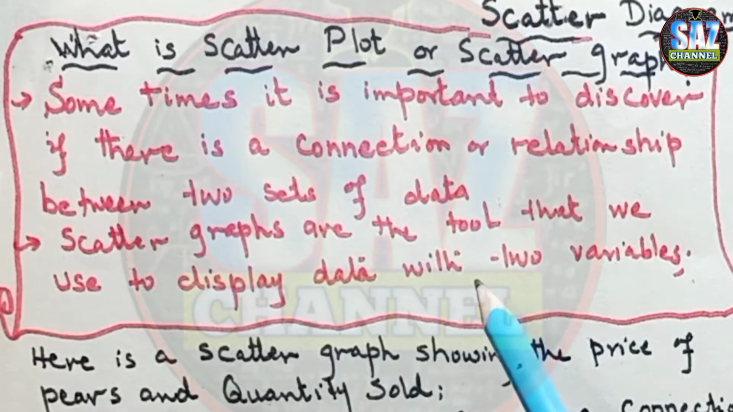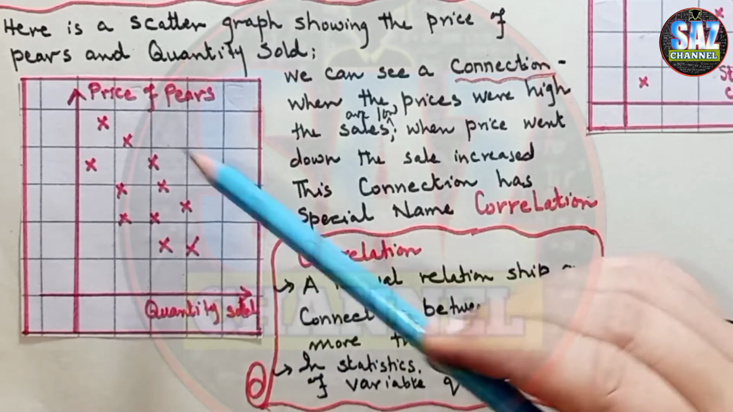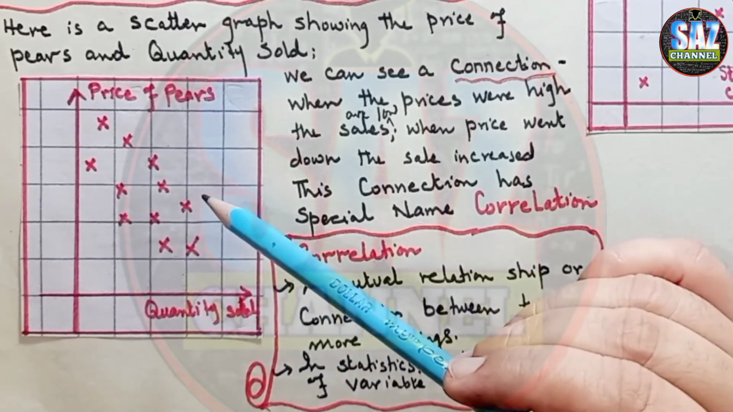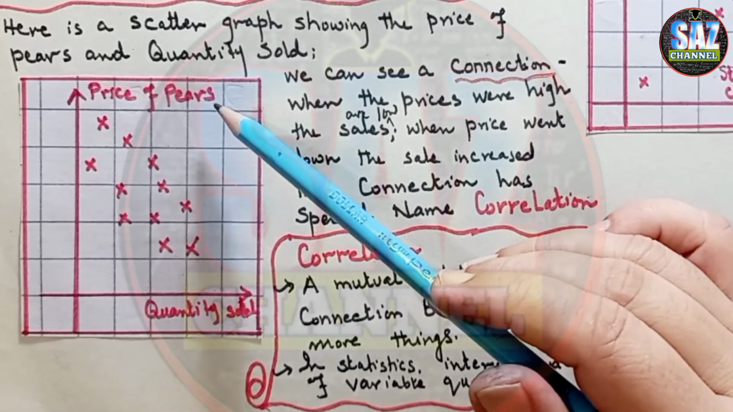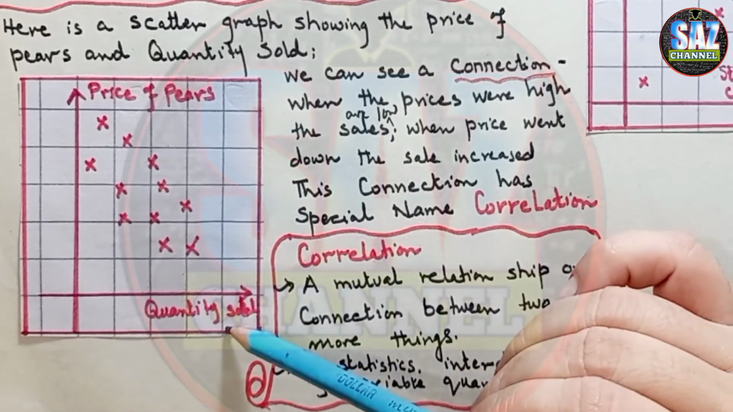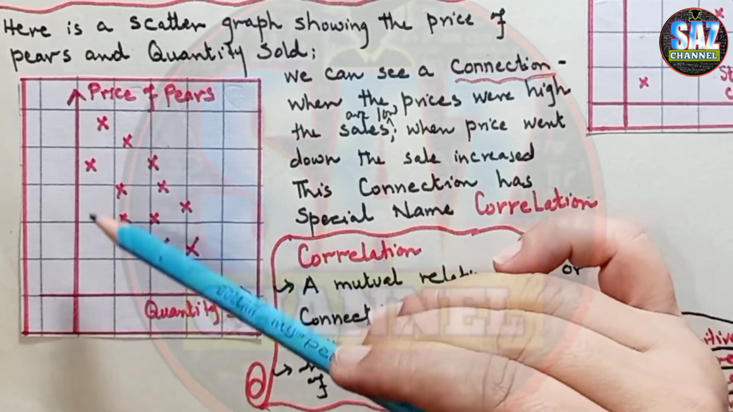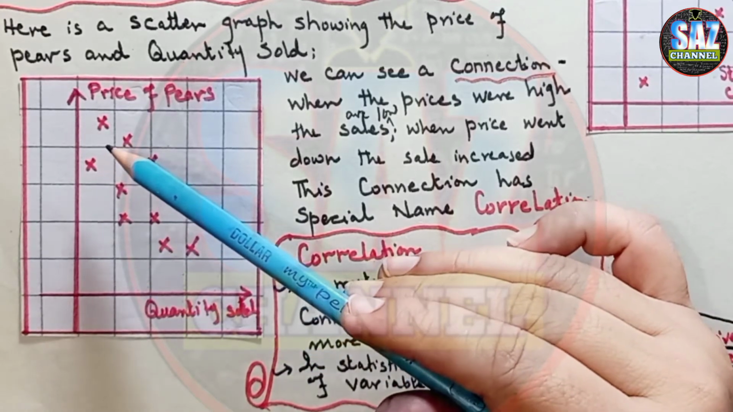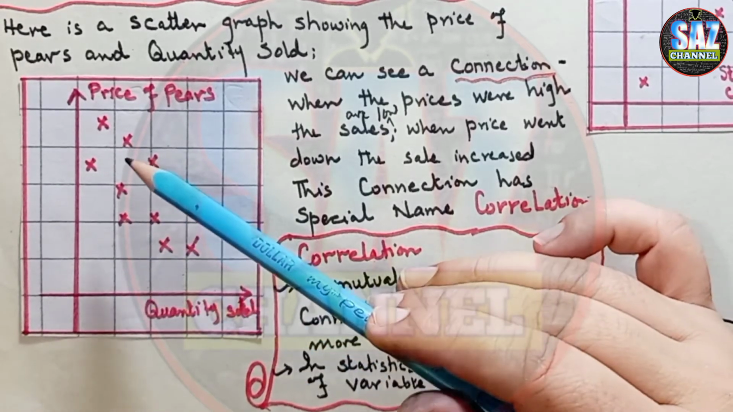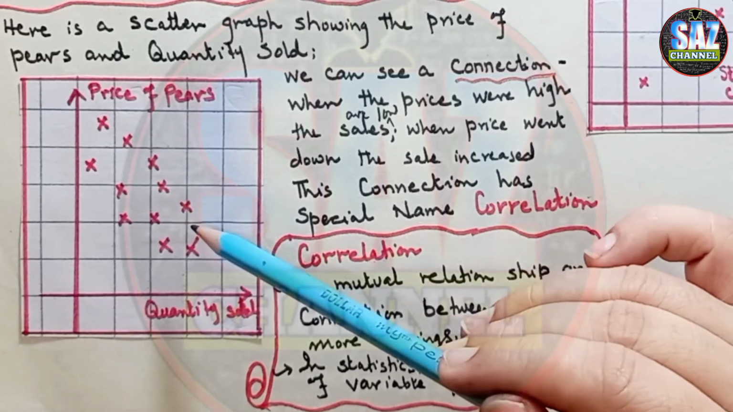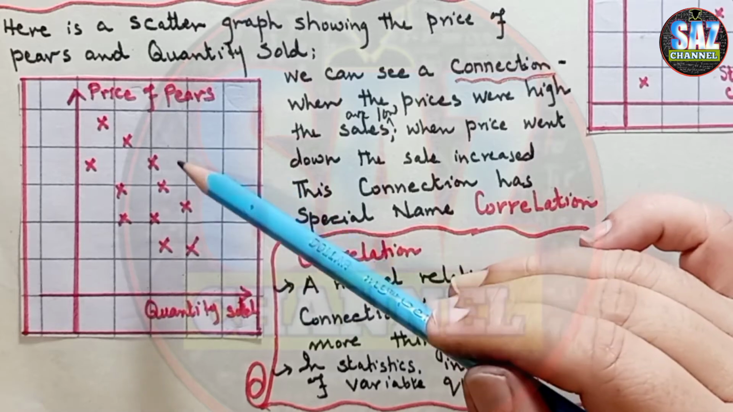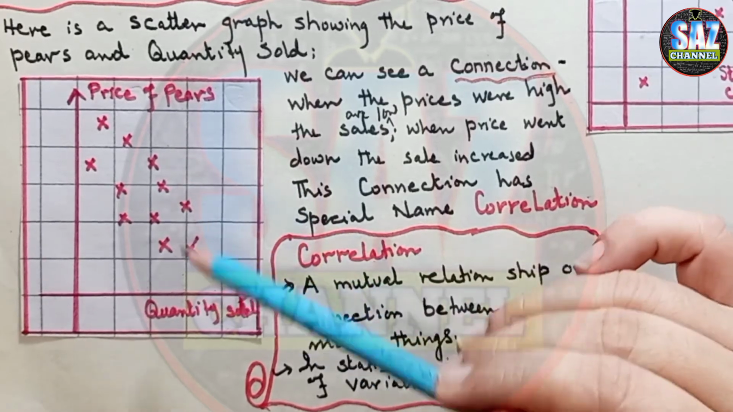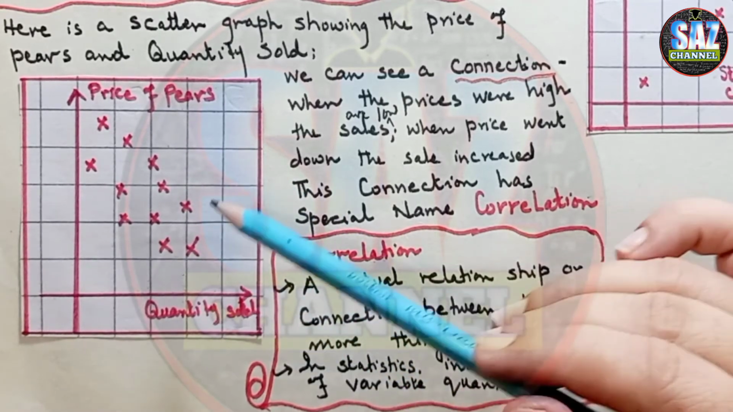If we look at this diagram, we can see that we are given a scatter graph in which the prices of pears are given and the quantity sold is given. As we can see, when the prices are high, the sale is low, and when the prices are coming down, the sale is increasing. So we can see that there is a connection between the prices and the quantities sold.